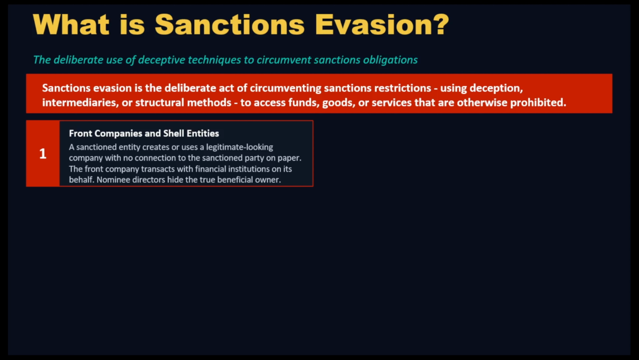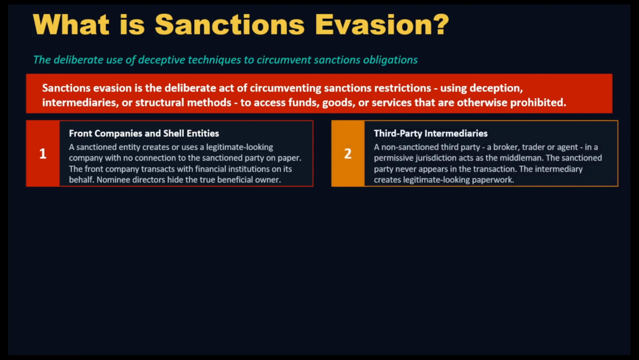The second is third-party intermediaries. A non-sanctioned broker or trader in a permissive jurisdiction acts as a middleman. The sanctioned party never appears in the transaction. So the intermediary creates legitimate-looking documentation and the transaction looks clean. The dual-use electronics scenario as described in the previous slide at the start, that is the same technique here.